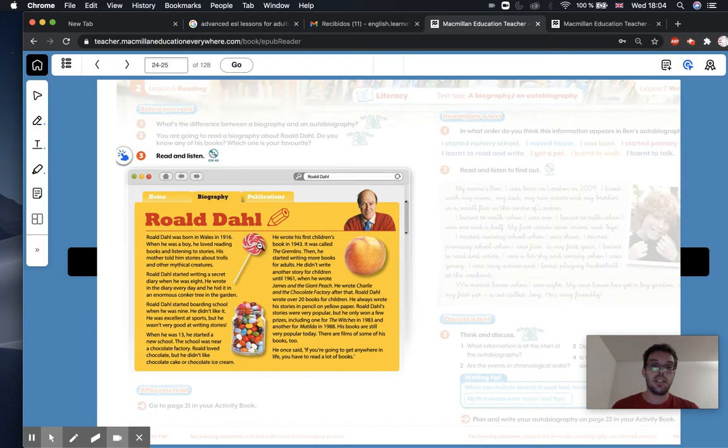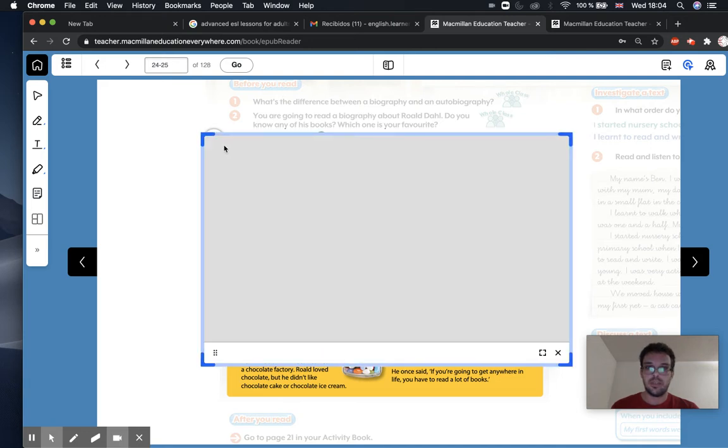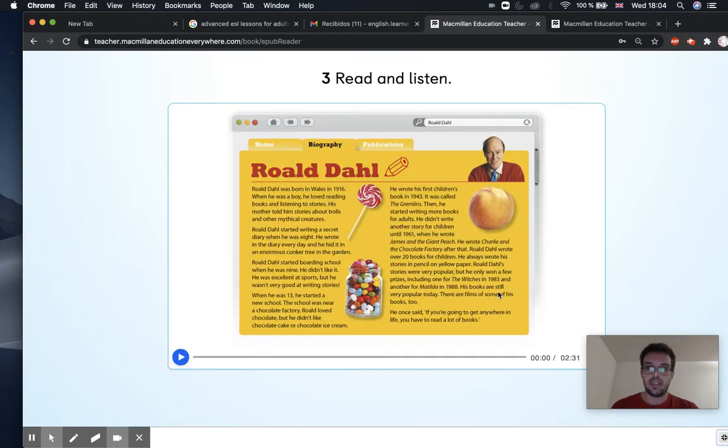And we're going to read this. This is a biography. So it's the story of a man's life. La historia de su vida. Okay, a biography. So we are going to listen and read. Are you ready? Let's begin. Listen and read. Roald Dahl.